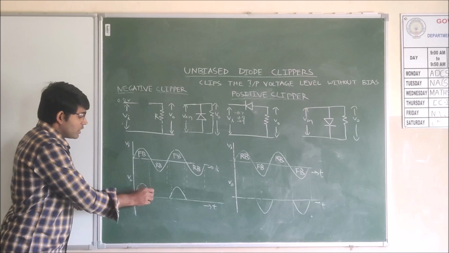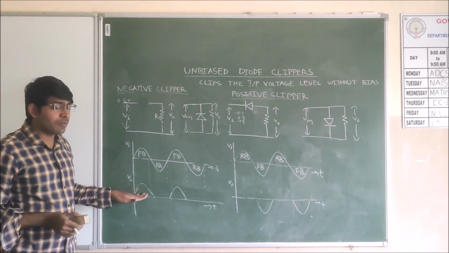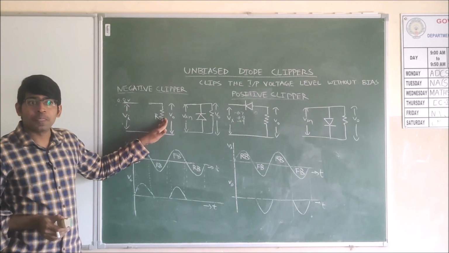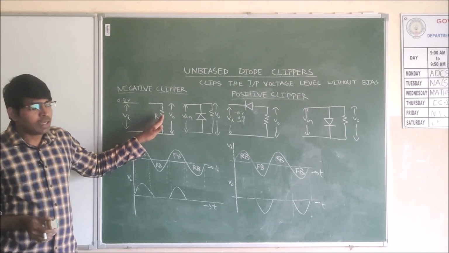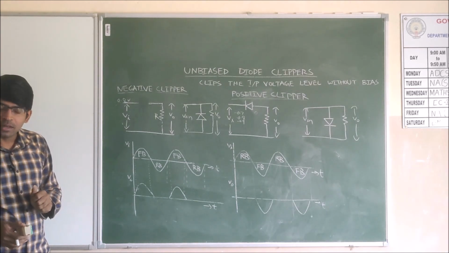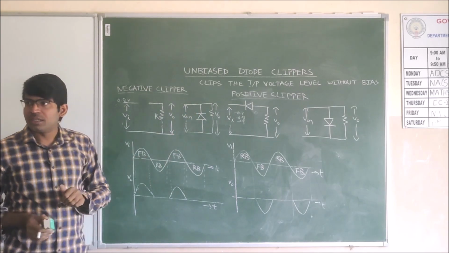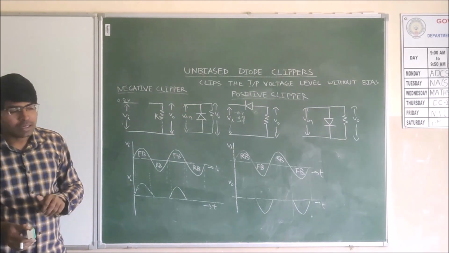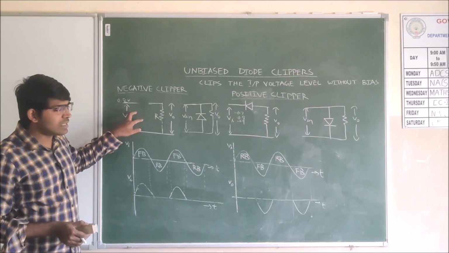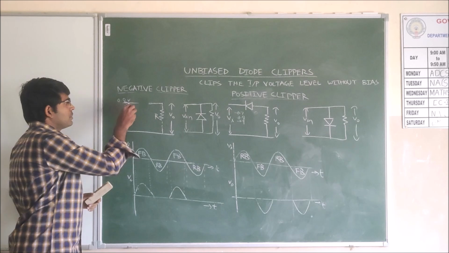Neglecting that forward voltage drop, when we are taking the ideal case of the diode, the entire positive wave will appear across the resistor. The same thing we can even get by using a diode when it is connected in shunt circuit. This is the series negative clipper and this is the shunt negative clipper.